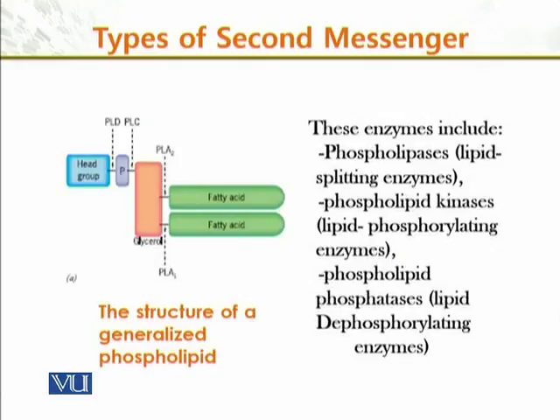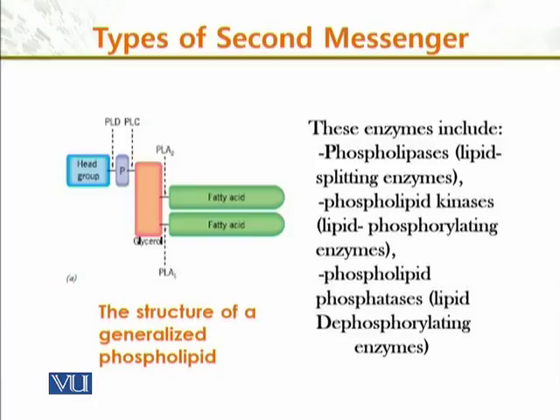For example, you can see there are fatty acids, and the structure of a generalized phospholipid is a fatty acid which is phosphorylated, and then it is going to make a change. Now, these enzymes are phospholipases, which are lipid splitting enzymes, phospholipid kinases, which are lipid phosphorylating enzymes, and phosphatases, which are lipid dephosphorylating enzymes.